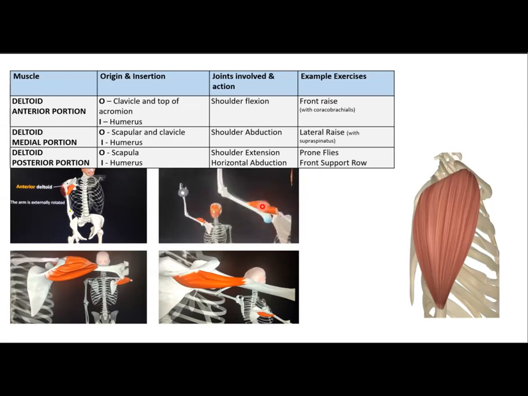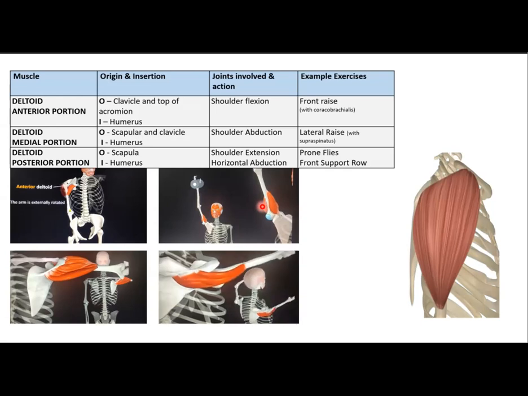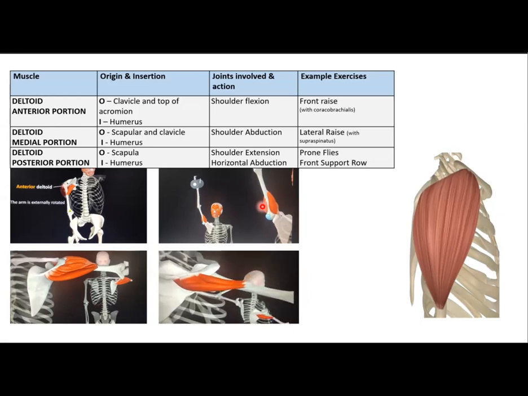And when you do, let's say, a retraction, you will work your posterior part. Okay, so this is basically how, or when you're doing a row, a wide row, you're working your posterior deltoid.